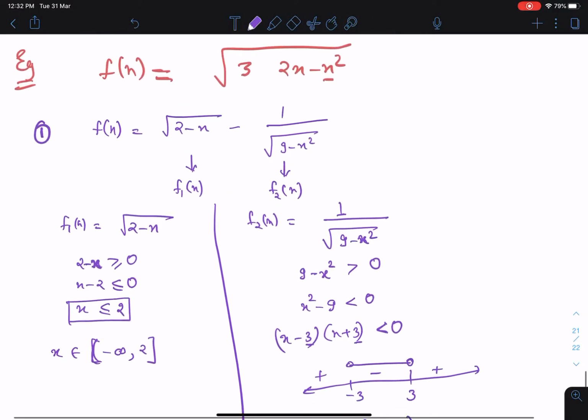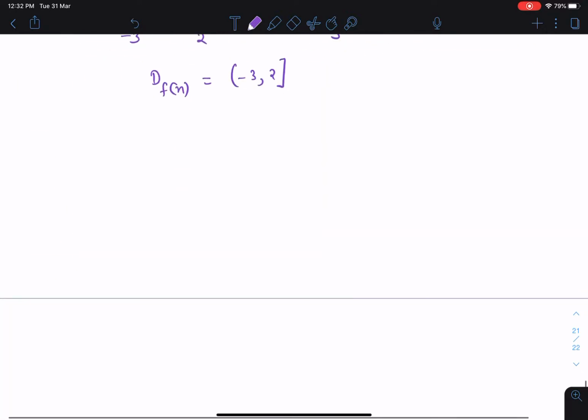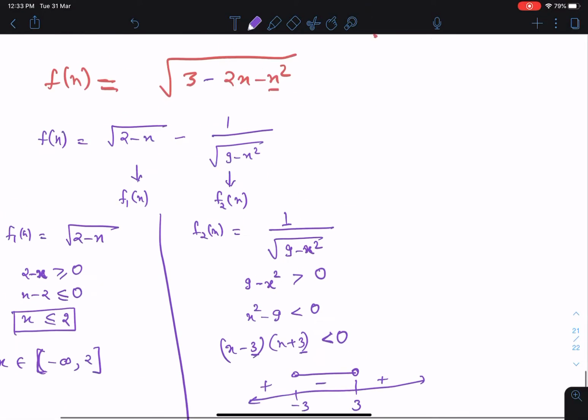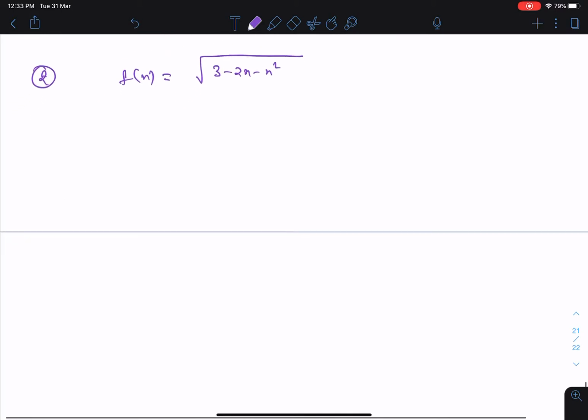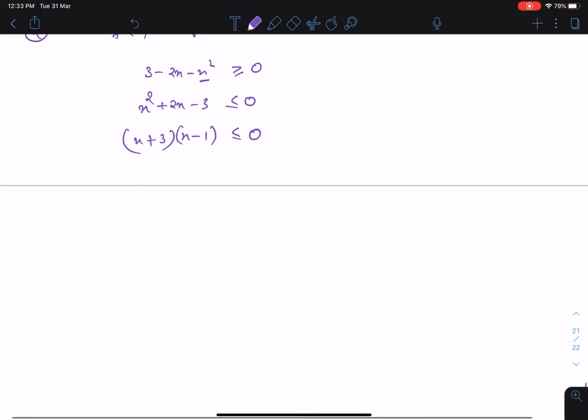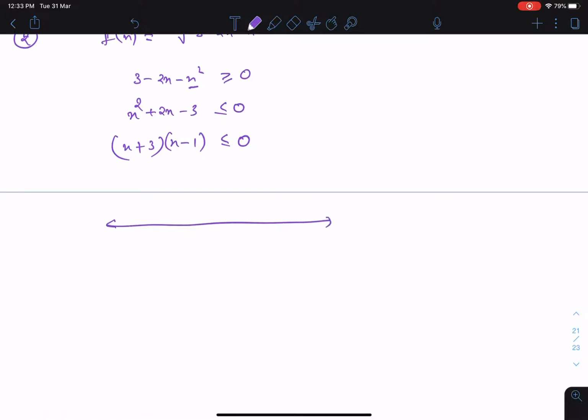Let's go back to the second question. The second question was f(x) = √(3 − 2x − x²). Let me see once again. Yes, okay. Now you know whatever is inside the square root has to be greater than or equal to 0. But x² has a negative sign, so multiply with the negative. x² + 2x − 3 should be less than or equal to 0. After factorizing, you will get (x + 3)(x − 1) less than or equal to 0. Draw the number line, mark the critical points.